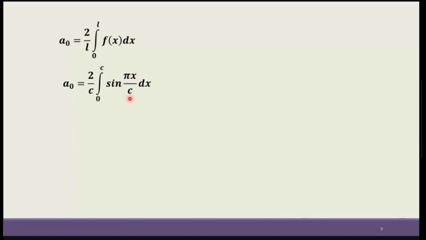We have to integrate this. Apply the upper limit, lower limit and calculate. Just tell me what is the value. What is the value of A0 when we integrate? Sine integration is minus cos. So, minus cos pi x by C upon pi by C. Apply the upper limit, lower limit.